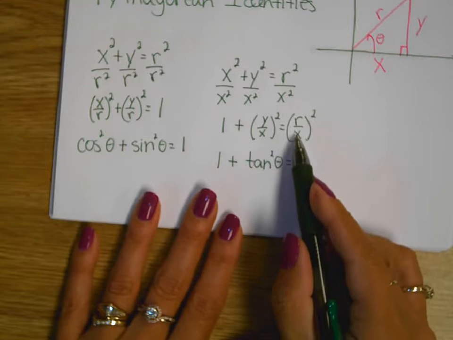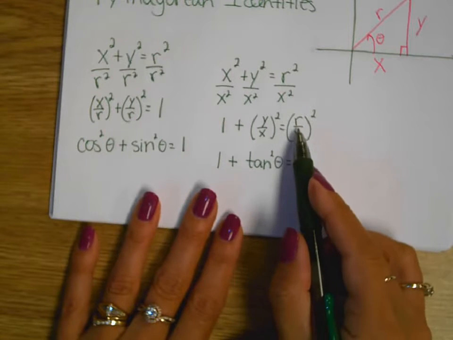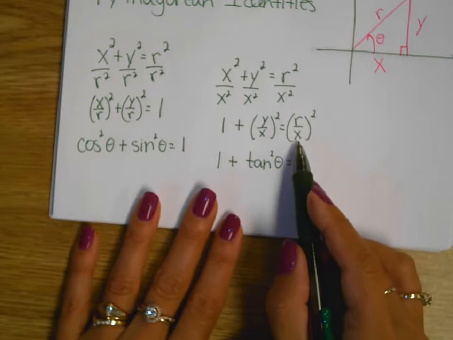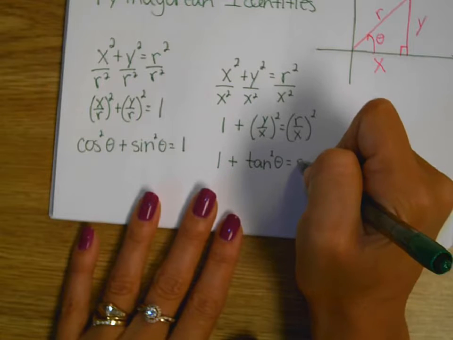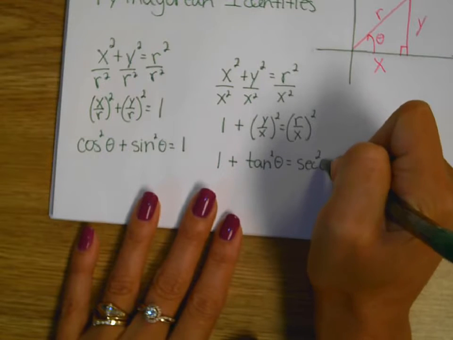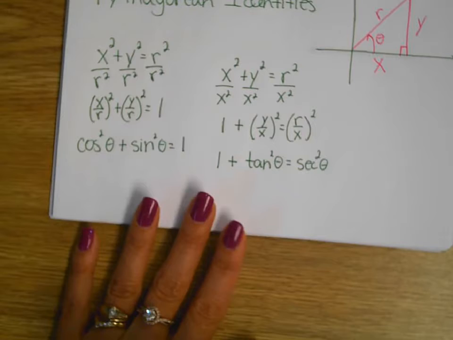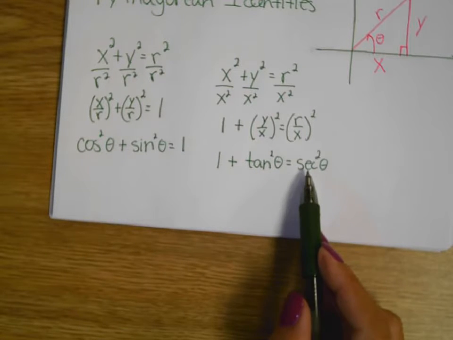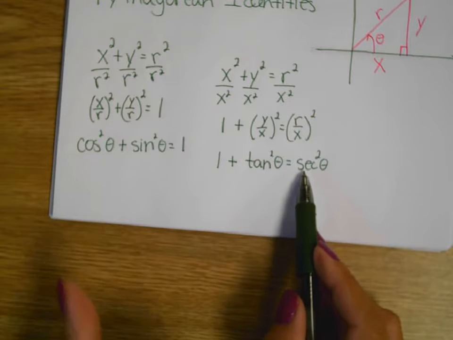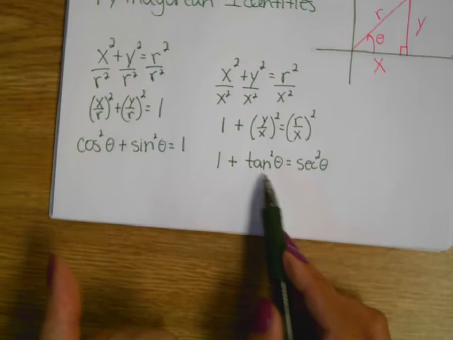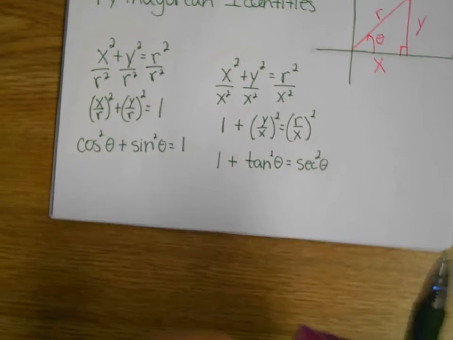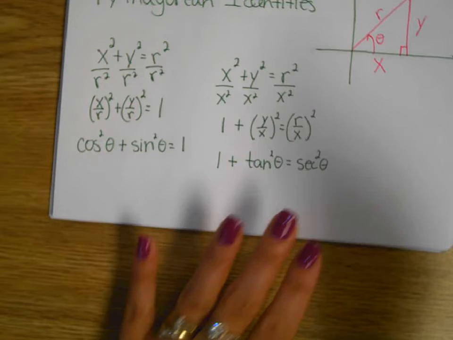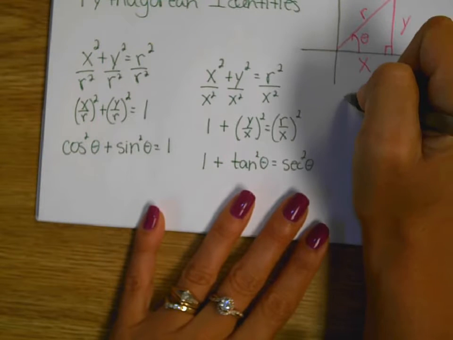Which one is r over x? Well, think x over r. Which one's x over r? Cosine. Cosine flipped over is secant. So now we've got a function, knowing tangent, we can find secant. If I've got secant, I can flip it over and get cosine. Or if I had tangent, I can flip it over and get cotangent. Now we're relating some other functions together other than just flipping. And then our last Pythagorean identity.